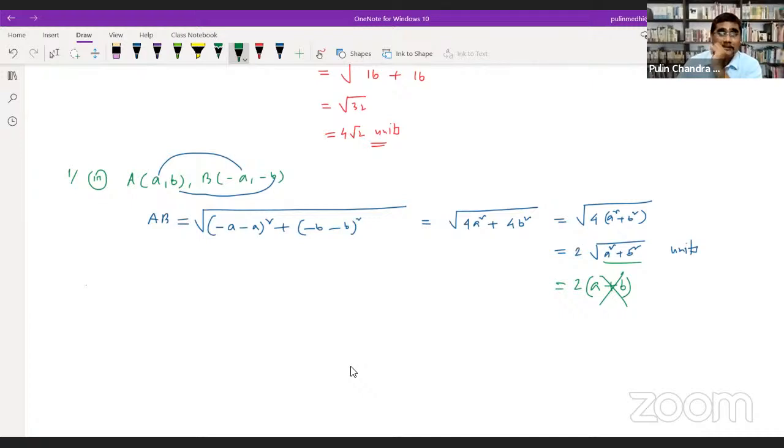So be very, very alert. In such a pattern, a plus b under a square root will never come. Right, so do not go for mistakes. Do not commit that mistake.